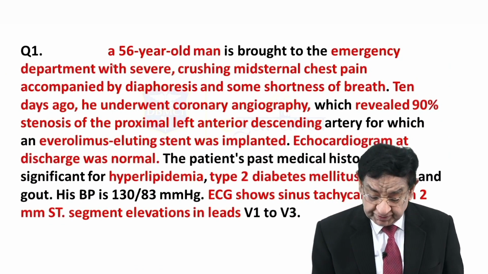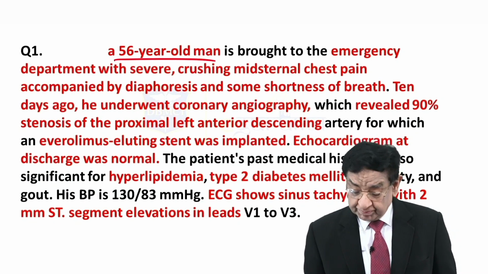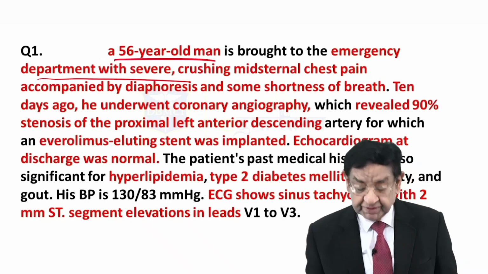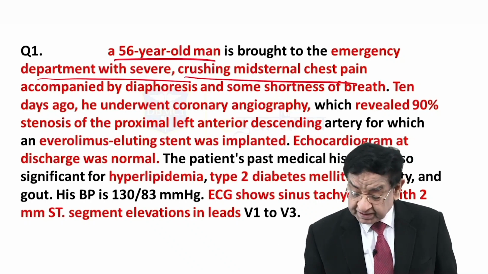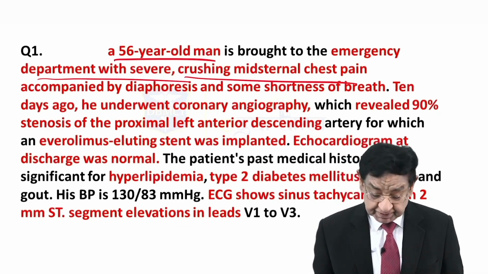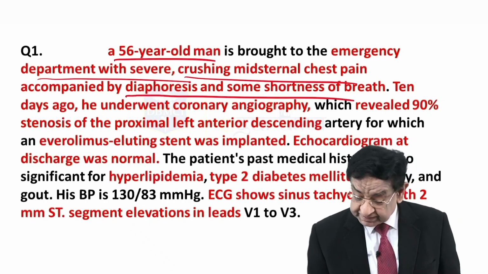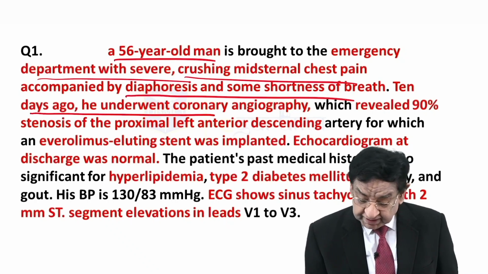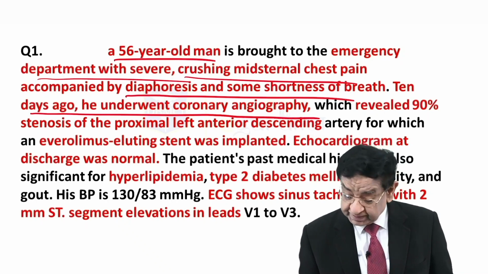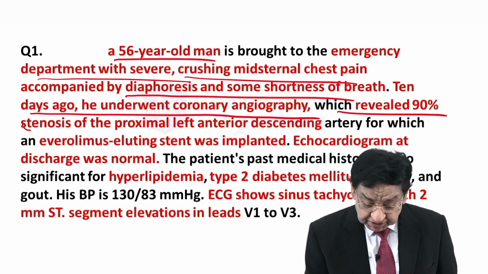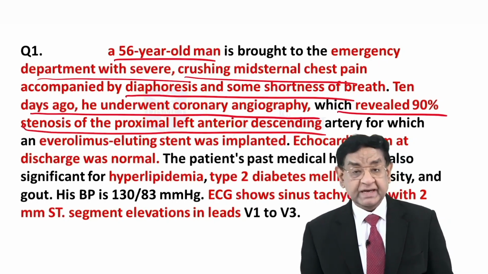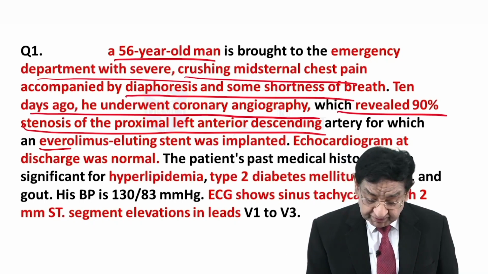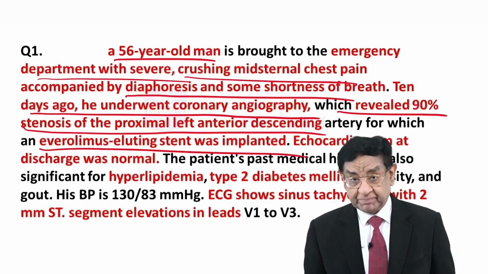So we have a 56-year-old man, and he's brought to the emergency department with severe crushing mid-sternal chest pain, and there is diaphoresis and some shortness of breath also. 10 days ago, he underwent coronary angiography, and that revealed 90% stenosis of the proximal left anterior descending artery, for which an everolimus-eluting stent was implanted.